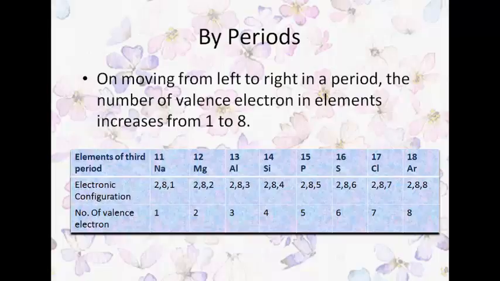And the other point which we should note is that the elements in the period have consecutive atomic numbers, which we don't have in the groups. For example, elements in the third period from sodium to argon have continuous atomic numbers from 11 to 18. You can see here. I hope you have understood and it is now clearer how elements are positioned with respect to valence electrons in the periods and groups.